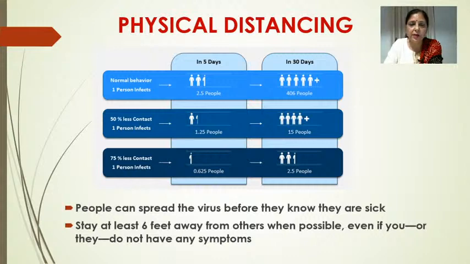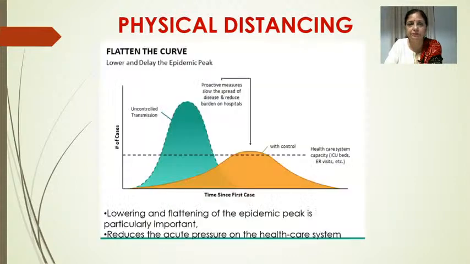People can spread the virus before they know they are sick. So the main bottom line is that we have to stay 6 feet away from each other, even if you have symptoms or even if you don't have symptoms. The main thing is to stay away at a distance of at least 6 feet.